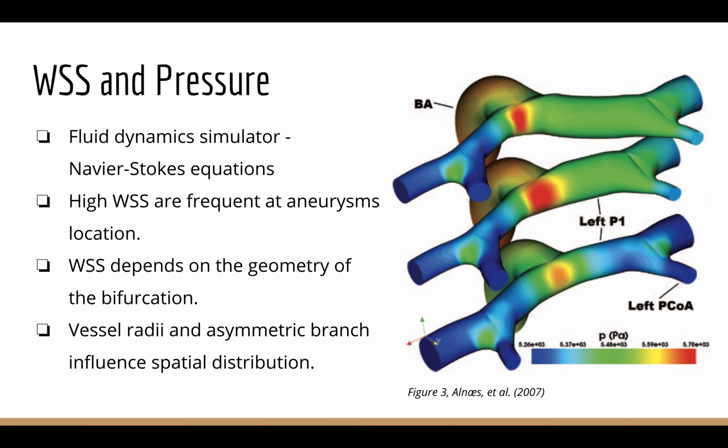It was found that differences in vessel radii and asymmetric branch angle greatly influence the wall shear stress magnitude and spatial distribution. An increased prevalence of aneurysm at the bifurcation with a large branch angle was also observed in their research. The simulations show a high wall shear stress at locations where aneurysms are frequently found, in anatomic variations known to be associated with the increased risk for aneurysm development in extra patients.